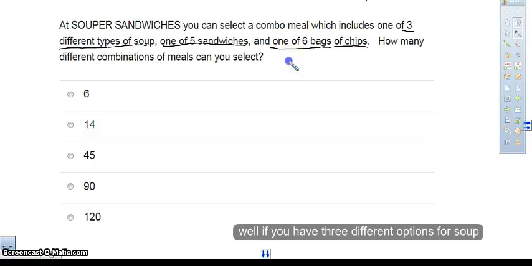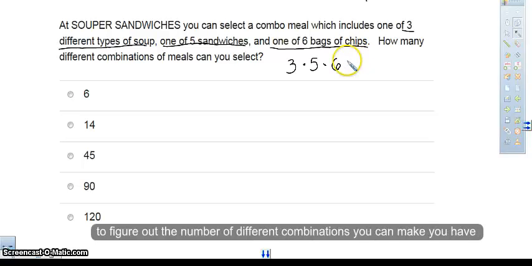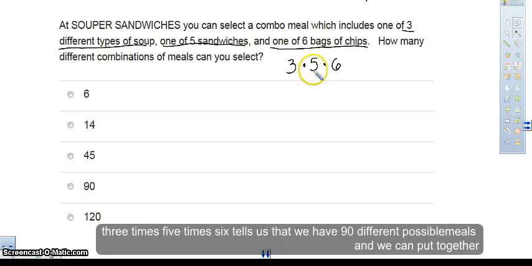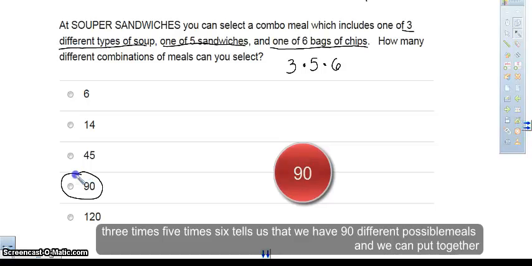Well, if you have 3 different options for soup, and you have 5 different options for sandwiches, and you have 6 different options for chips, to figure out the number of different combinations you can make, you just multiply the number of different choices you have for each part of your meal. 3 times 5 times 6 tells us that we have 90 different possible meals that we can put together.